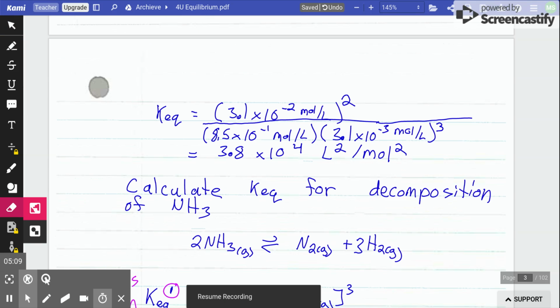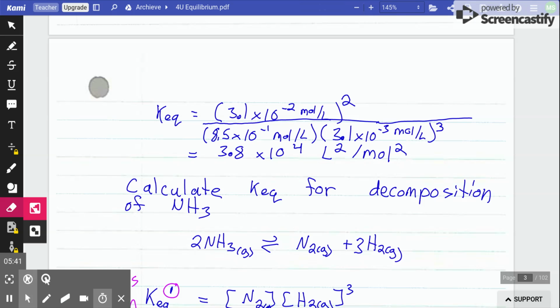So if you substitute in your values, you've kept your exponents as coefficients, your equilibrium constant calculation looks like this. And then if you do the math, you get something that looks like this. Now, our units for K equilibrium, you can obviously go through and prove that the units for this example is L squared per mole squared. We're going to talk about units for K equilibrium in a few minutes.